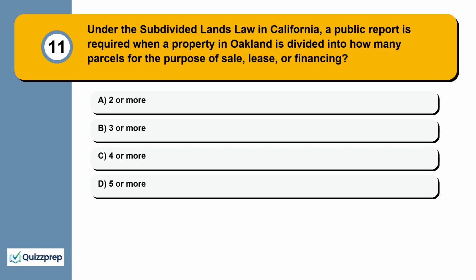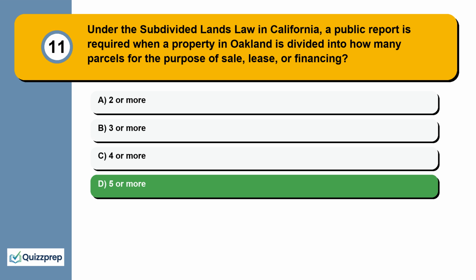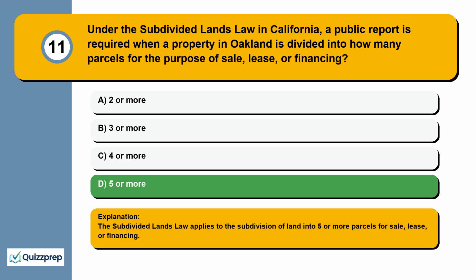Question 11. Under the Subdivided Lands Law in California, a public report is required when a property in Oakland is divided into how many parcels for the purpose of sale, lease, or financing: 2 or more, 3 or more, 4 or more, 5 or more. The Subdivided Lands Law applies to the subdivision of land into 5 or more parcels for sale, lease, or financing.